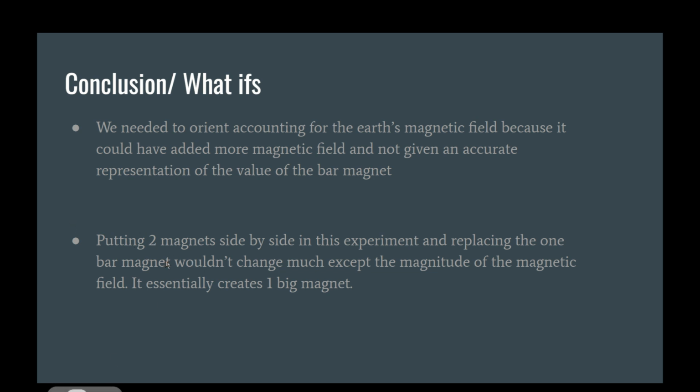That is essentially putting two magnets together. All that does is create one big magnet. So the direction wouldn't change at all, but what would change is the magnitude, because you've essentially created one big giant magnet. So yeah, that is the end of that.